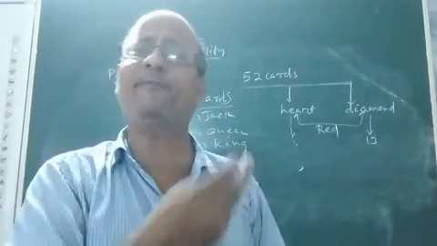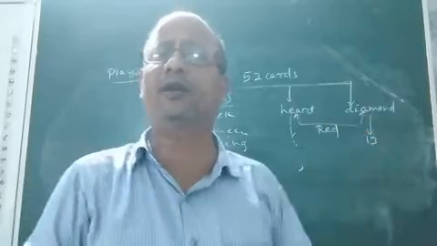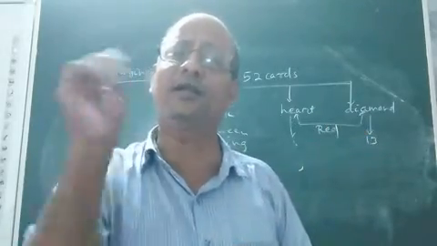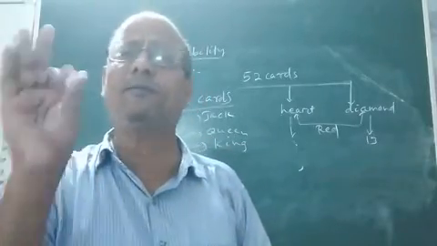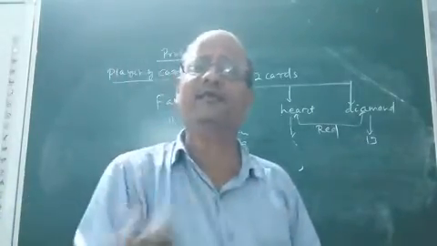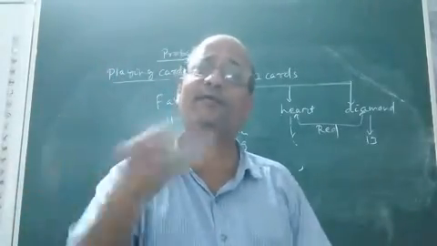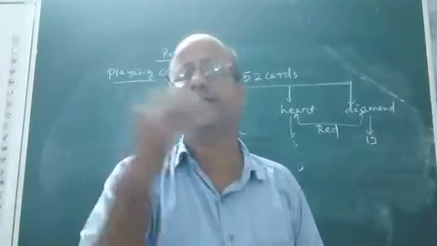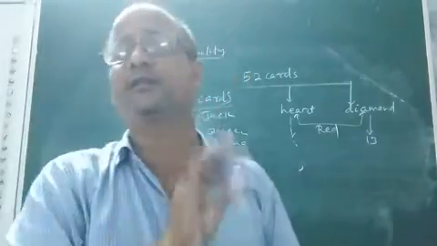If I ask you how many red face cards are there, in a similar manner, you can answer 3 into 2. Because there are 2 red suits, namely heart and diamond, and each suit will contain 3 face cards. So the total number of black face cards is 6. The total number of red face cards is 6. And if I ask you what is the total number of face cards in a pack, definitely 6 plus 6 or 6 into 2, that is 12. So there are 12 face cards in all.